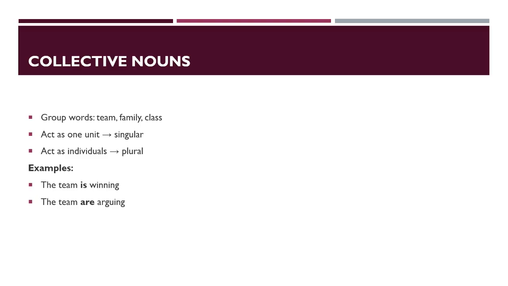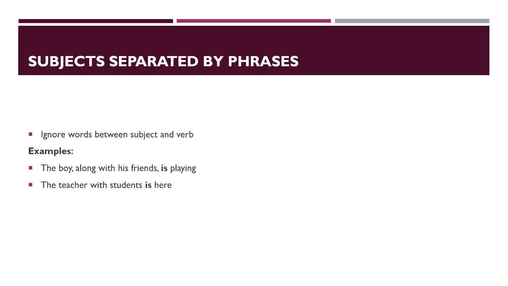The next point is subjects separated by extra phrases. Sometimes extra words come between the subject and the verb, but we should ignore those extra words and focus only on the main subject. For example, the boy, along with his friends, now this is the extra part, is playing.